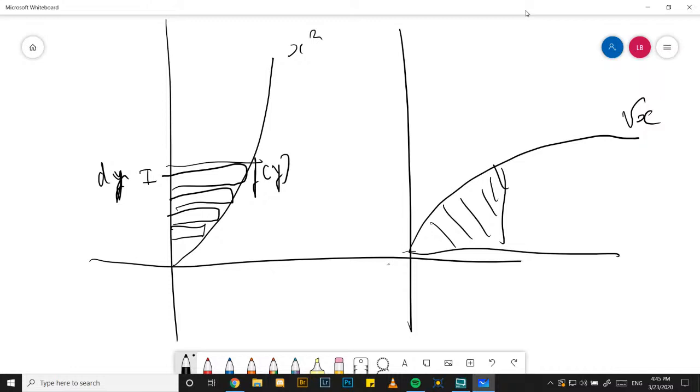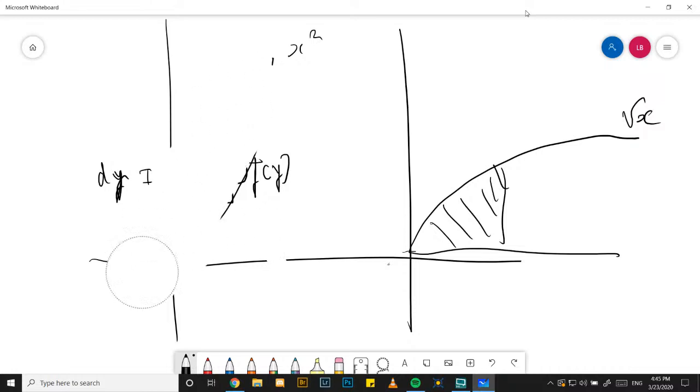But sometimes it's easier to differentiate with respect to the y-axis, which is why you would do it like this. And also sometimes they might just ask you what is the area between the y-axis, not the x-axis, and then you'll need to be able to do this.